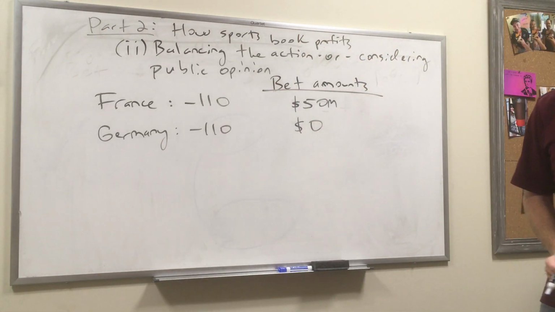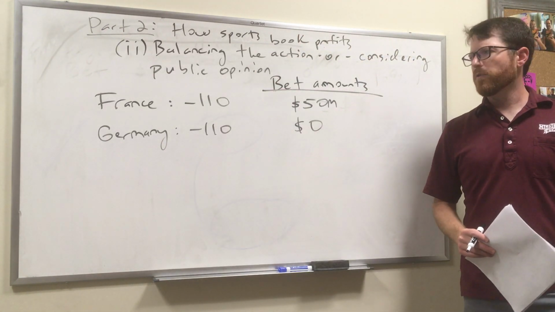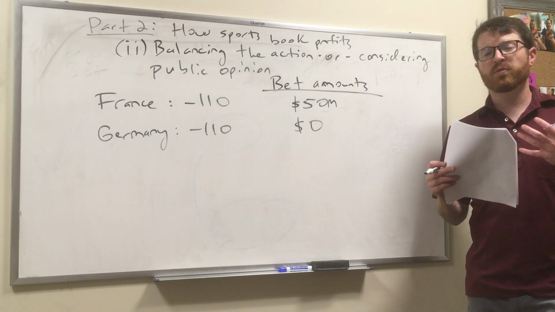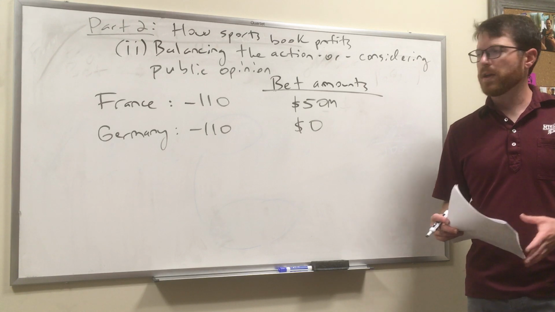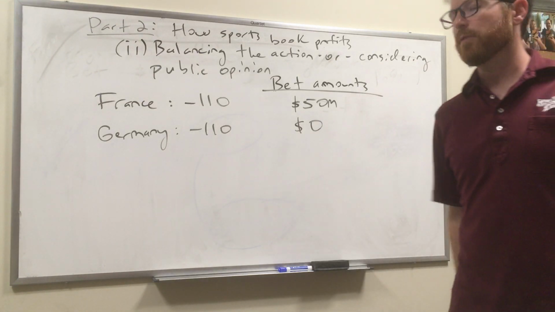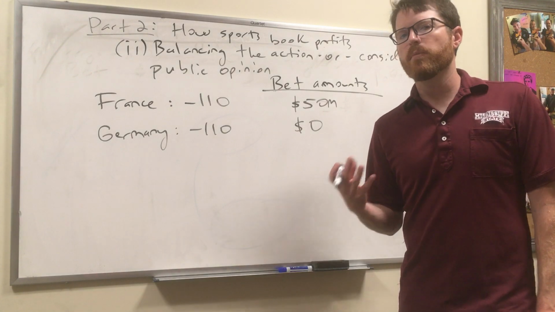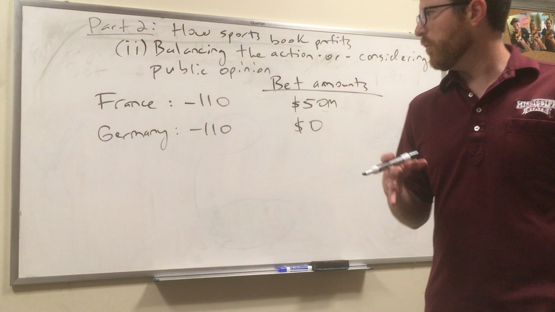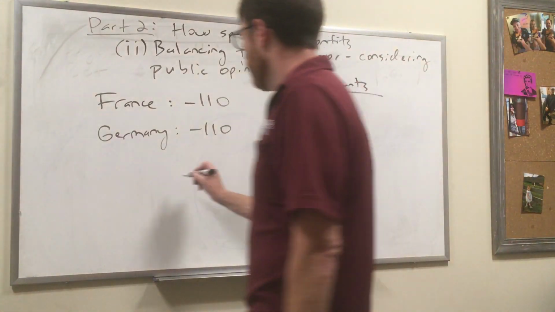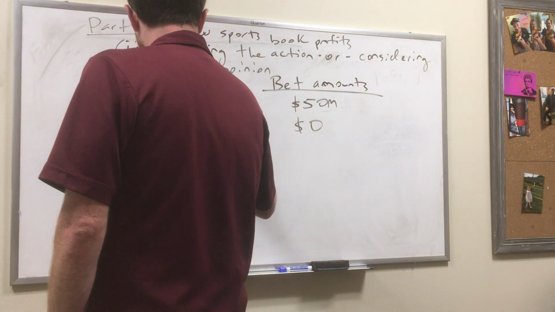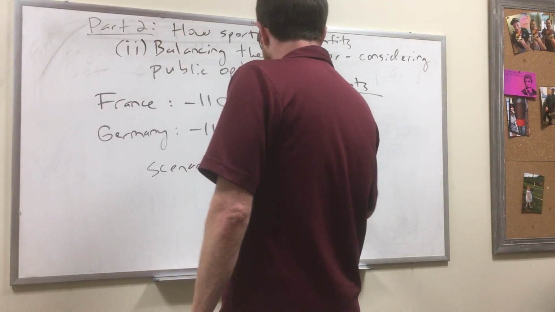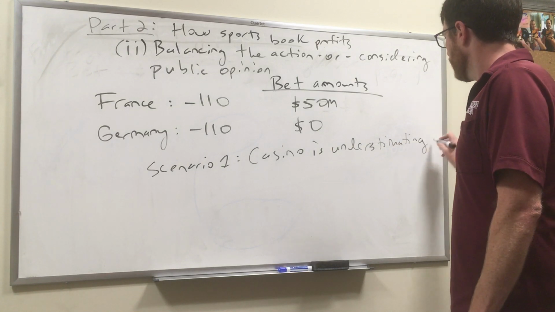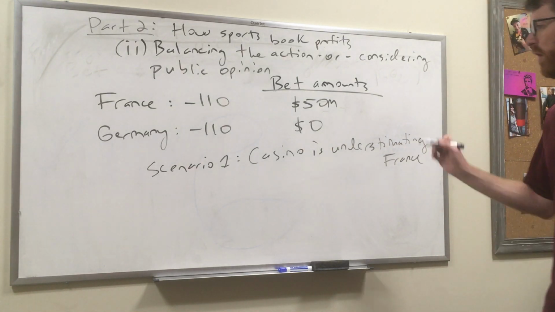$50 million is bet on France, and $0 is bet on Germany. Think about how this would feel for a casino. Okay. Everybody's betting on France, no one's betting on Germany. Do you think this is a good outcome or a bad outcome for the casino? All right. 2 possible scenarios here, okay? Scenario 1. Casino is underestimating France. Okay? That's one possibility.